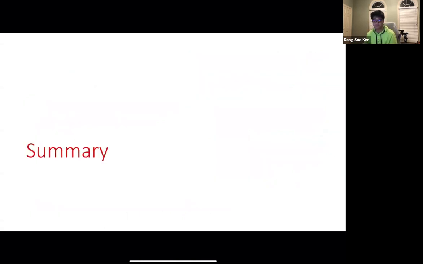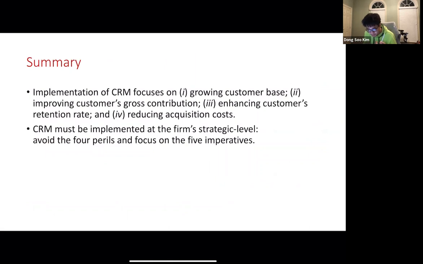In sum, implementation of CRM focuses on growing the customer base, improving customers' growth contribution, enhancing customers' retention rate, and reducing acquisition costs. And CRM must be implemented at the firm's strategic level. Avoid the four perils and focus on the five imperatives. That's what CRM managers have to know.